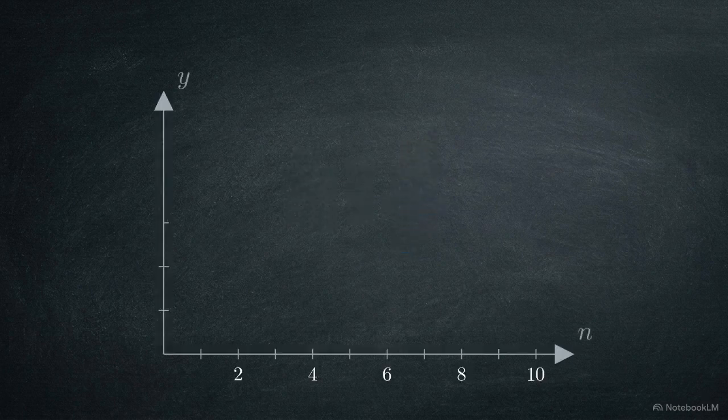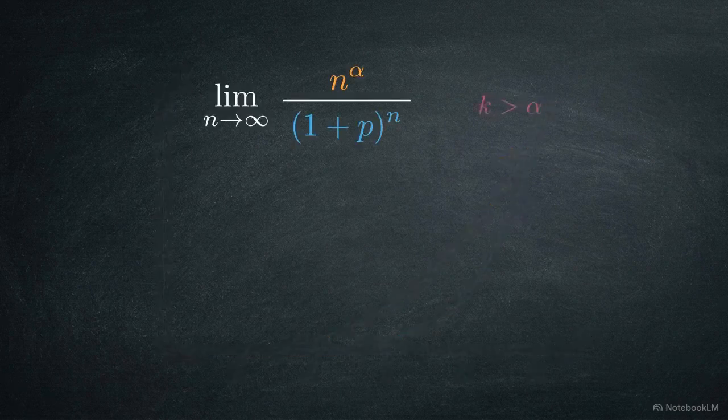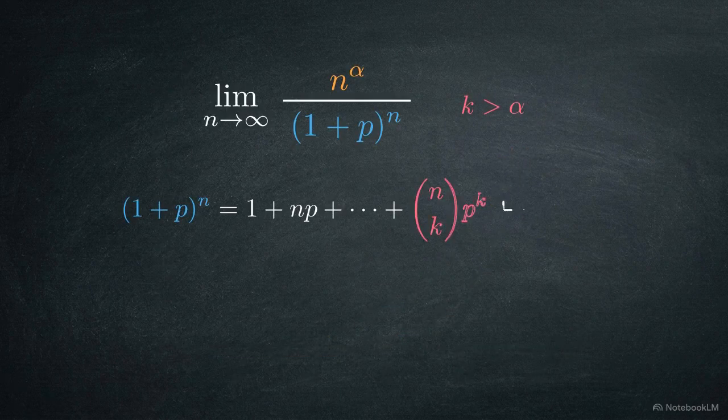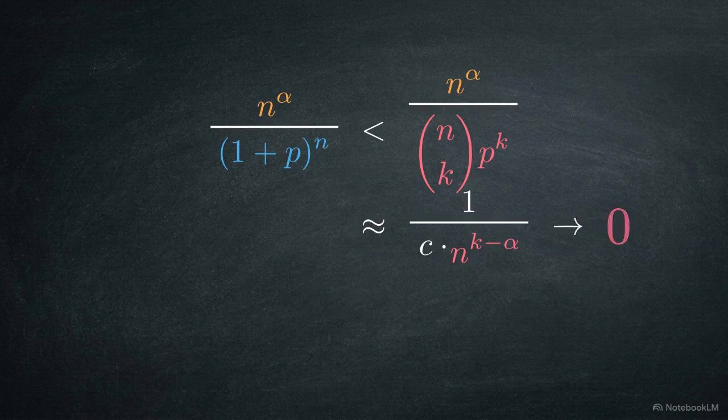This racing graph of n cubed versus 2 to the power of n shows the golden rule of analysis: exponentials always grow faster. For the formal proof, we pick an integer k larger than the polynomial power alpha and unpack the binomial expansion of the denominator. This kth term in the denominator suppresses the n to the alpha in the numerator. This leaves n variables only in the denominator, which drives the entire fraction toward 0.